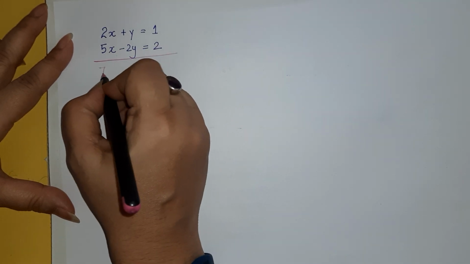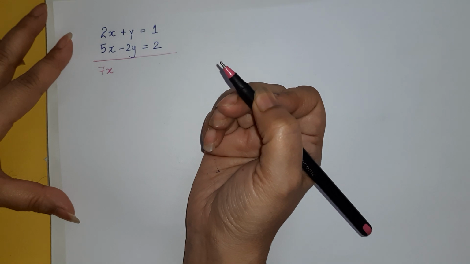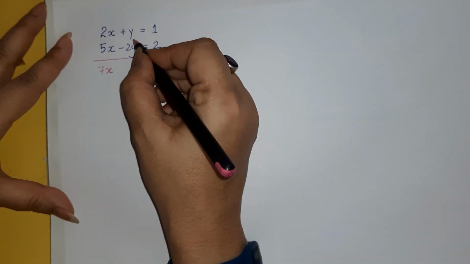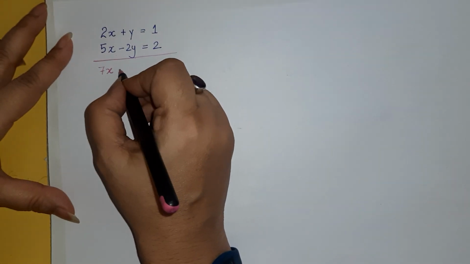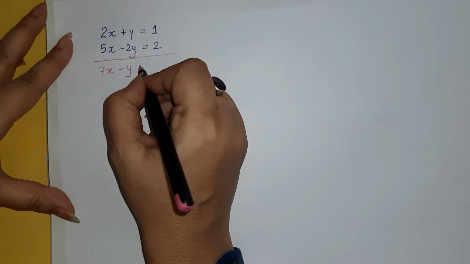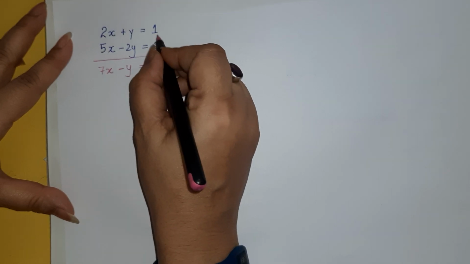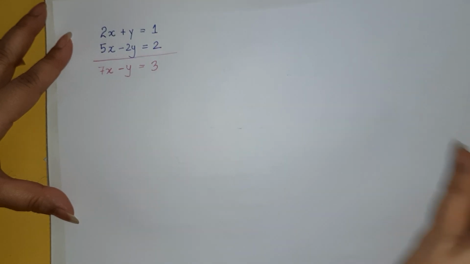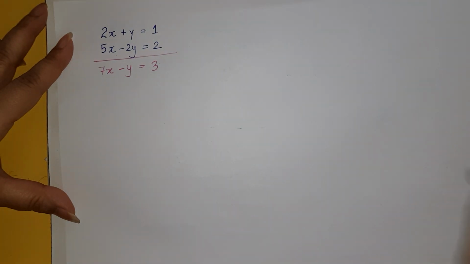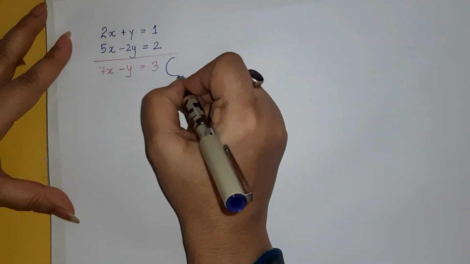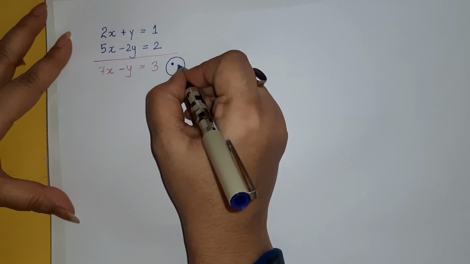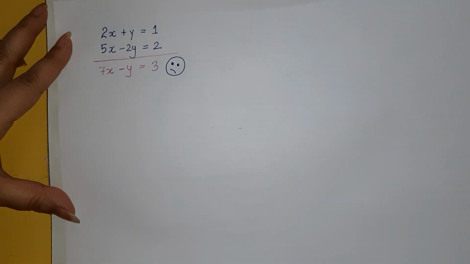2x plus 5x would result in 7x, plus y minus 2y would result in minus y, and 1 plus 2 equals 3. Oh, there's a problem again. We could not eliminate x or y. What to do now?